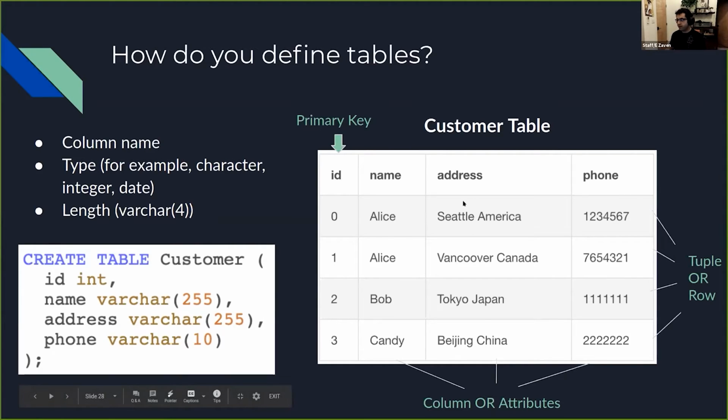Same thing with address. We have example addresses here, and that is a column called address. It is a character or text type, varchar, and we give it a length of 255. Same thing with phone number. In this case, the example uses text as well and gives it a shorter length because it's a phone number, but it could also be a number type, maybe an integer. Sometimes it's better to use text for phone numbers because not all phone numbers are exactly the same.